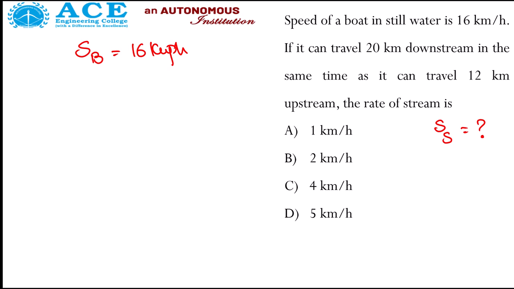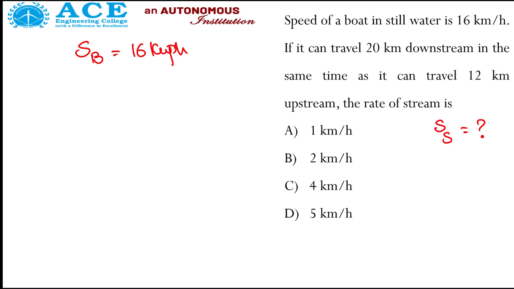The question says the time taken to travel 20 kilometers downstream is the same as the time taken to travel 12 kilometers upstream. So how is it that the downstream distance is more and the upstream distance is less in the same time? It means the speed of downstream is more compared to the speed of upstream. When speed is more, the distance traveled will be more. Compared to the upstream, the downstream distance is more.